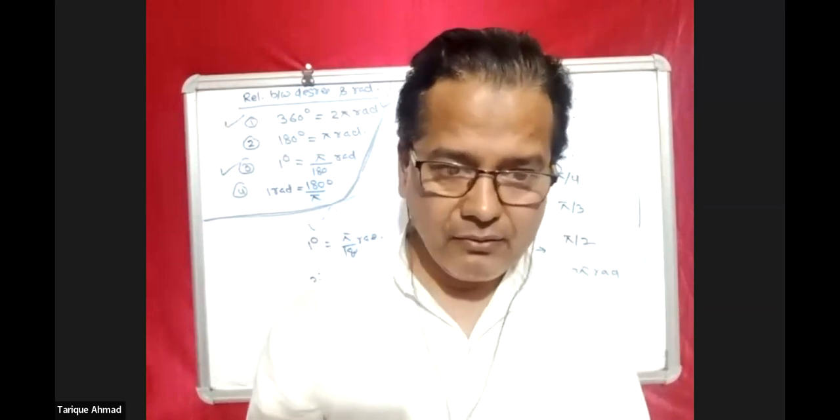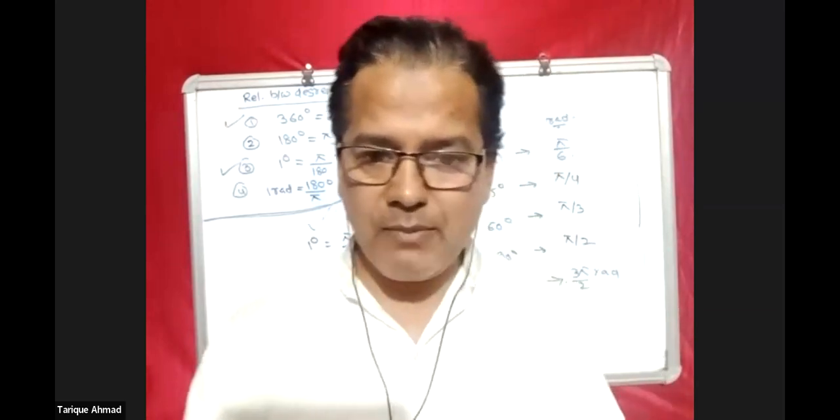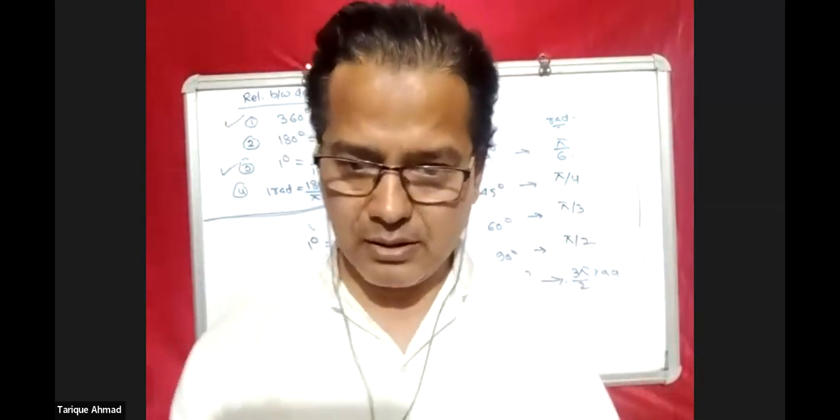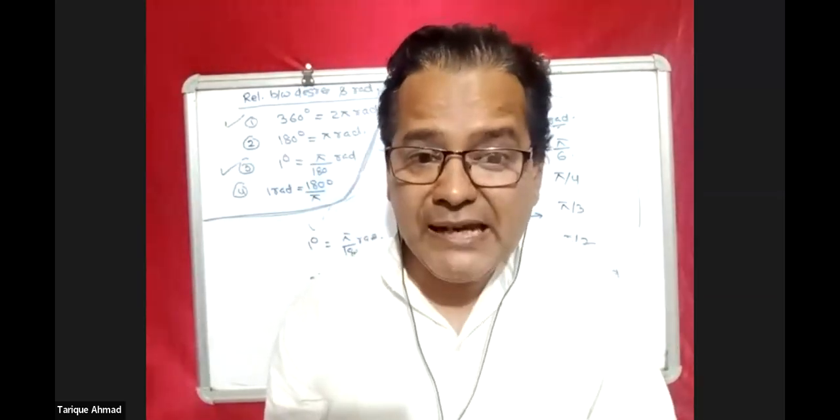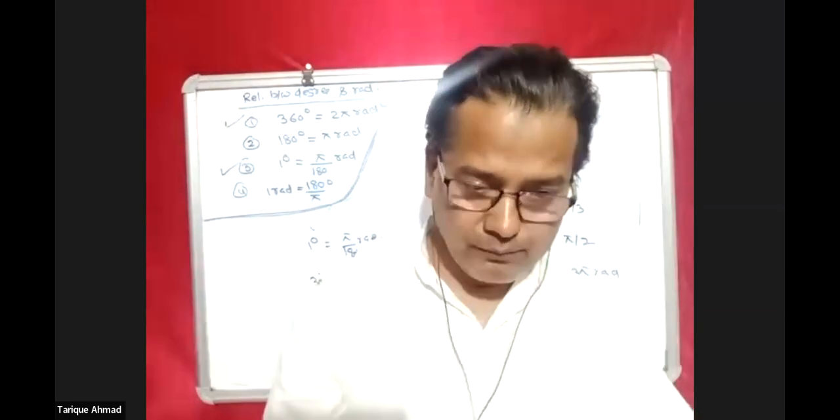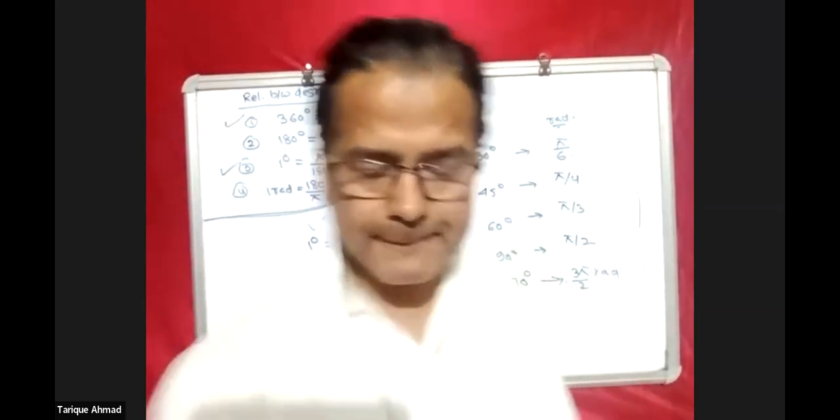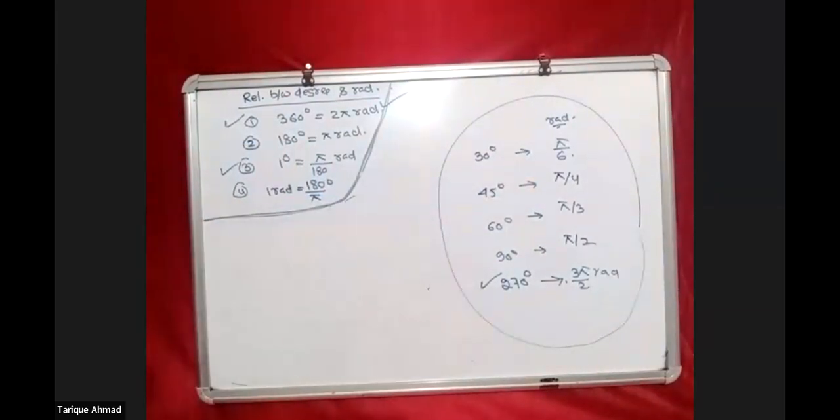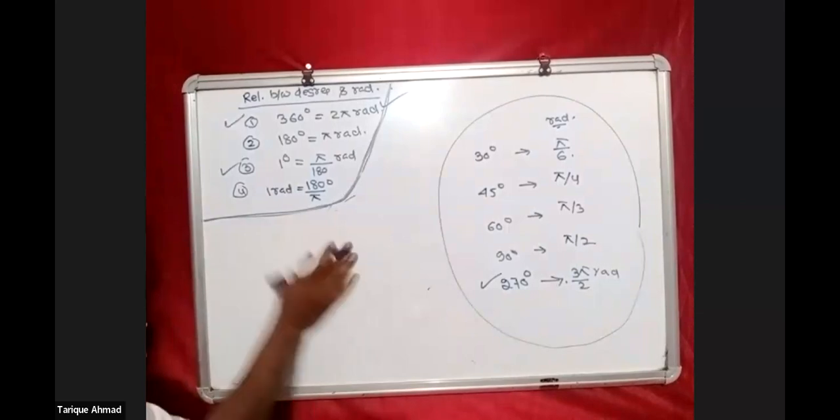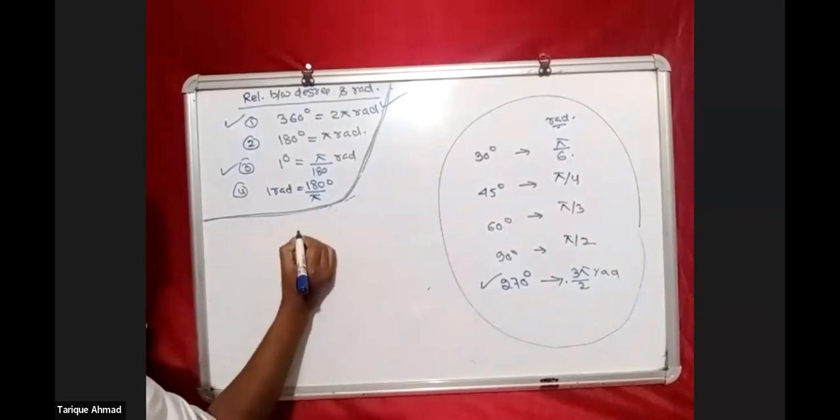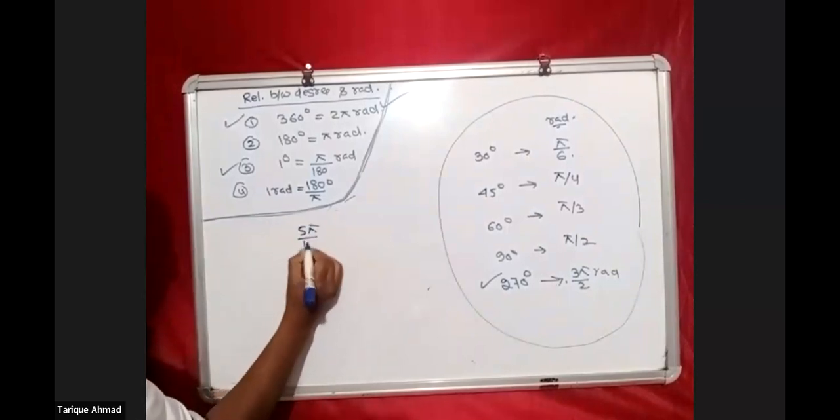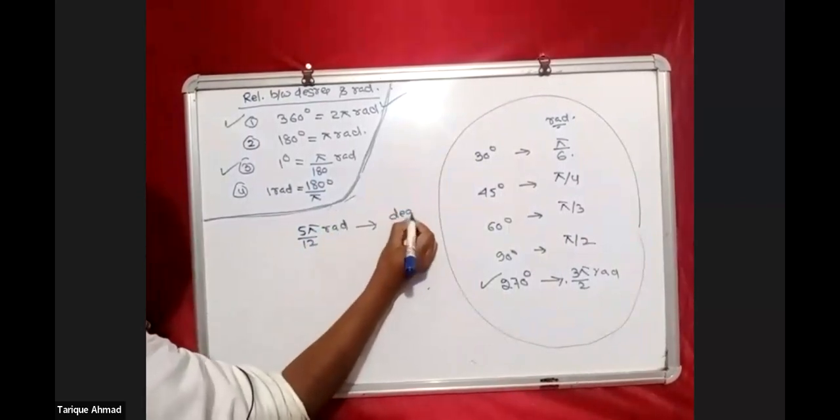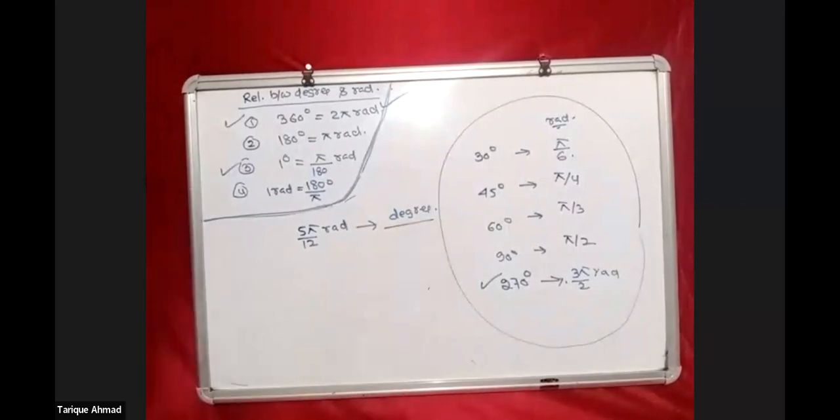In class 10, we were not aware of pi by 2, pi by 4. We had to just memorize 30 degree, 60 degree. Now we have to leave degree for radian. Correct? Okay. Another one. Suppose I want the value of 5 pi by 12 radian in degree. Change this in degree. 5 pi by 12.